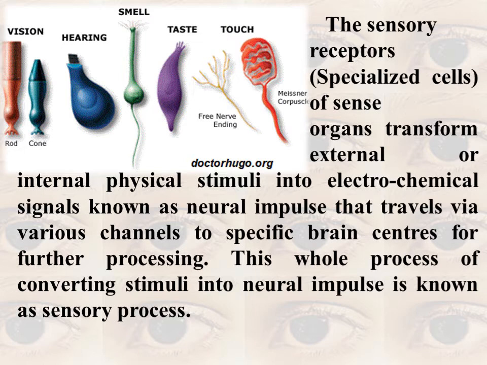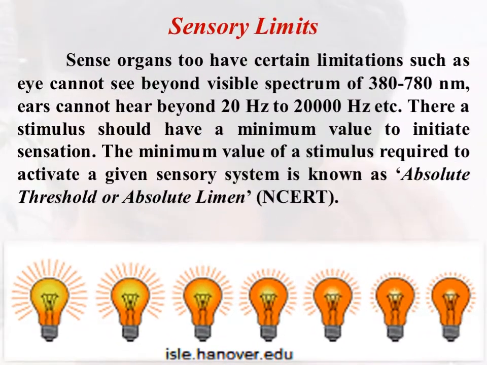But one thing your receptors are doing is converting, transforming that physical stimuli into neural impulses. So this is the purpose of your sense organs. Along with that, we have some sensory limits.